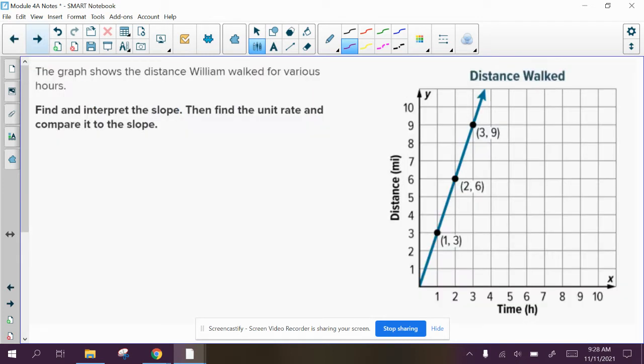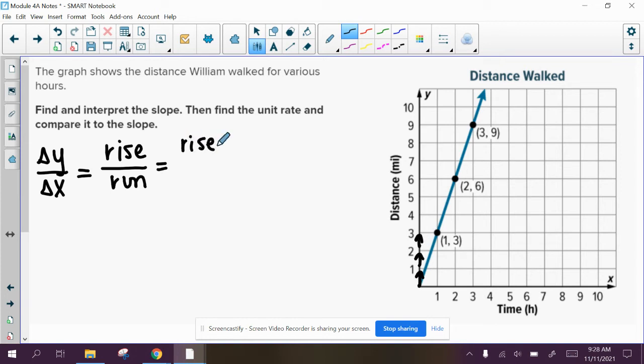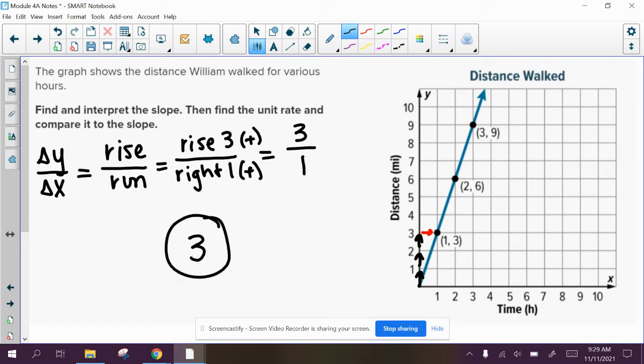Next, we have the graph shows the distance William walked for various hours. We're going to do our change of y over change of x again. Here's our rise over run. So we're going to count. We rise 1, 2, 3. And we go to the right 1. Rising is positive, right is positive. So we get 3 over 1, or 3 for our slope.